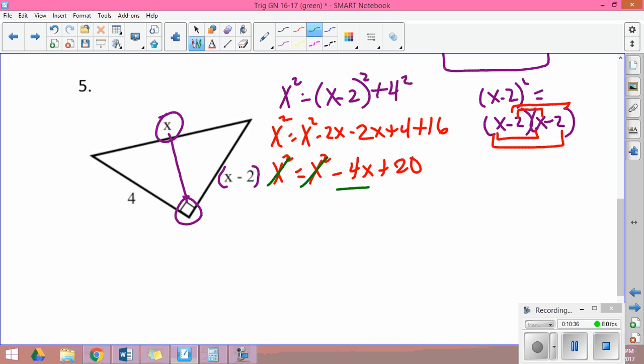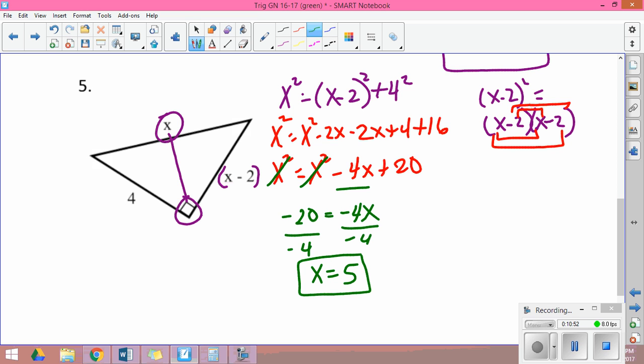So the flowchart says separate your constants from your variables. So I have negative 20 is equal to negative 4x. Divide both sides by negative 4. X is 5 and is a positive value like we would expect. So we can also look at some word problems, and I'm going to save those for the next video.